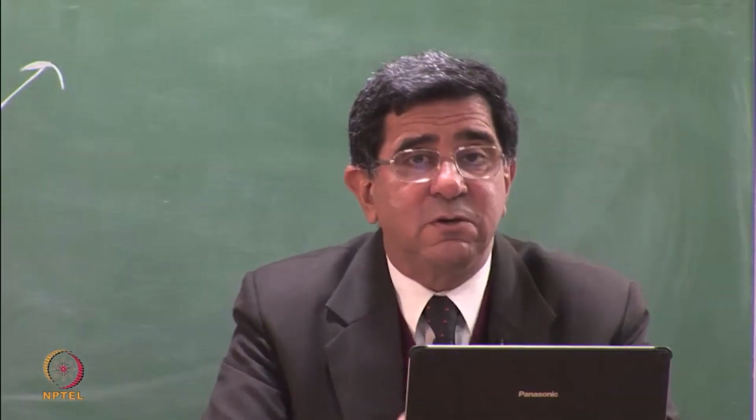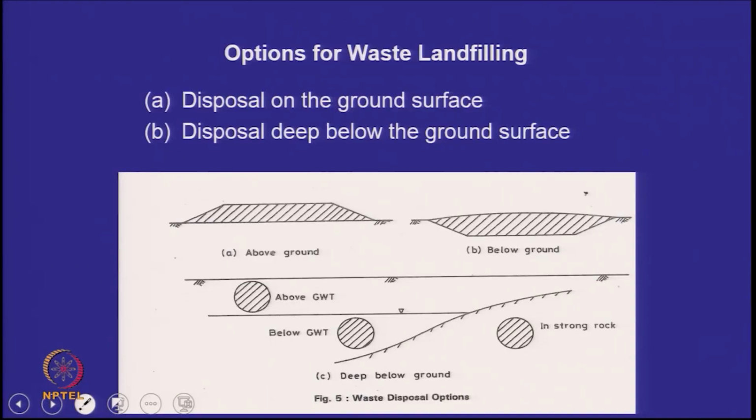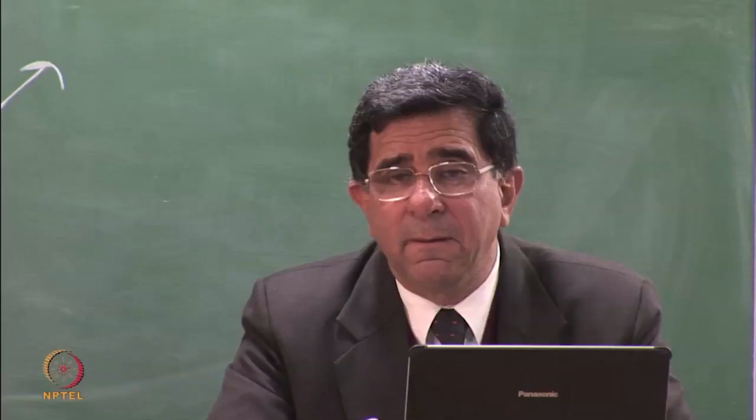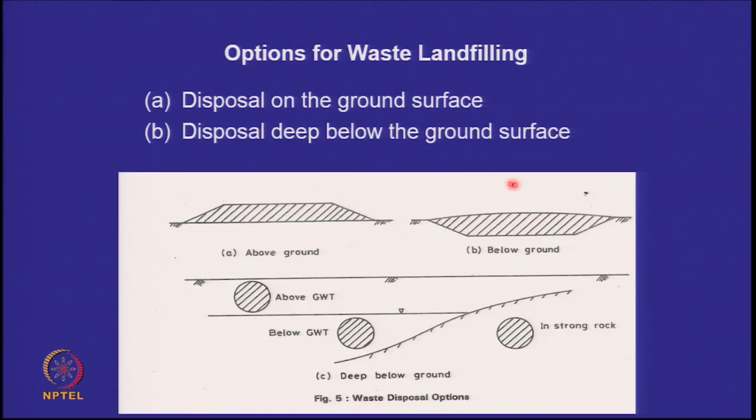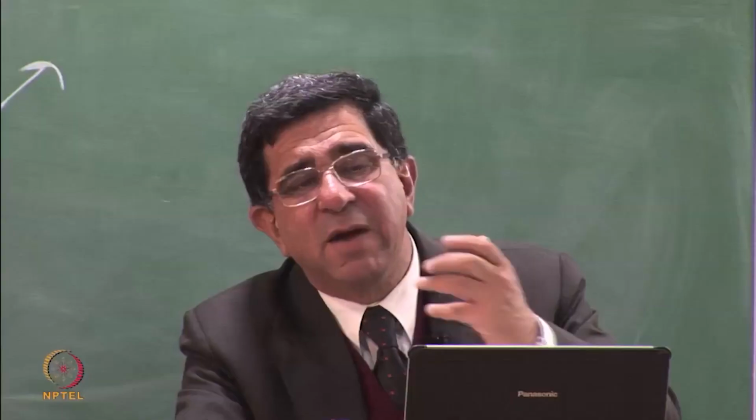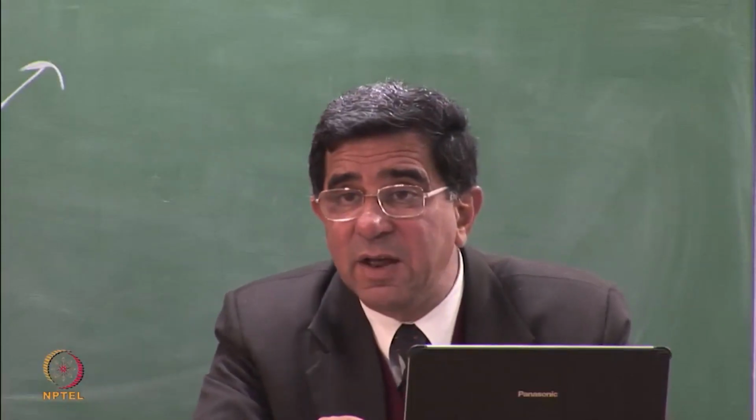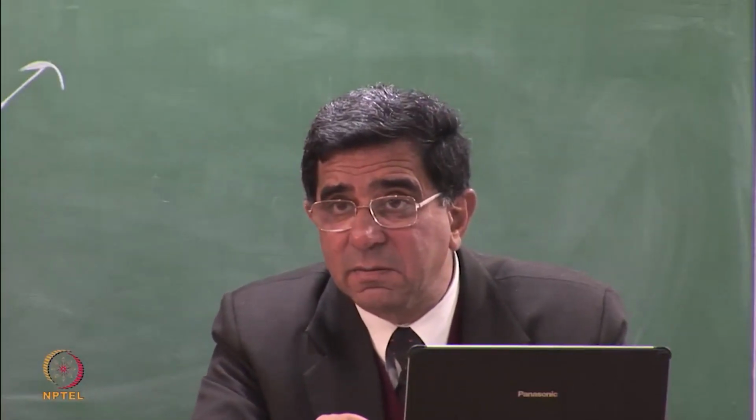These are some of the options for landfilling. I can dispose the waste above the ground and below the ground. So this is all disposal on the ground surface. I can excavate and dispose it, or I can dispose it above. Is there a question? You can have a combination of both. That means you can also have a waste which is going above. So the idea is, where land is limited, you want to maximize the amount of waste that you can place.